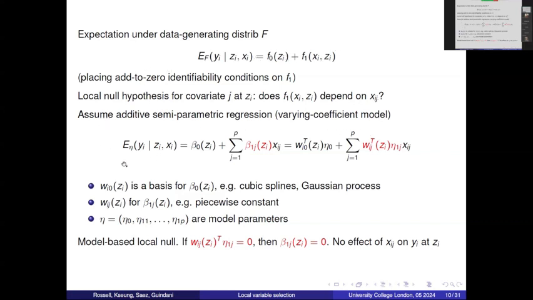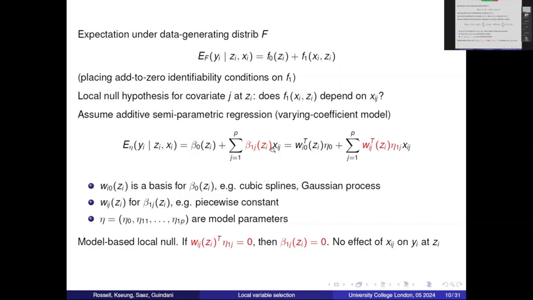And now next is the model that I'm going to be assuming to do data analysis, and in this talk it is a frequentist model. So my assumed model assumes that the expectation is given by beta naught, which are model parameters, that's given by some function that depends non-parametrically on Z, and then some covariate effects.